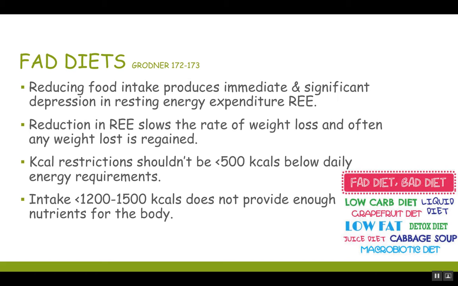So restricting calories shouldn't be less than 500 calories below your daily energy requirements. Looking at that REE calculator will help you figure that out a little bit better. If your intake is less than 12 to 1500 calories, that does not provide enough nutrients for your body. So it's important that we provide adequate intake for our body to maintain energy, keep our basal metabolic rate up, and burn off activity levels to burn off the calories that we're intaking. So how do we do that?